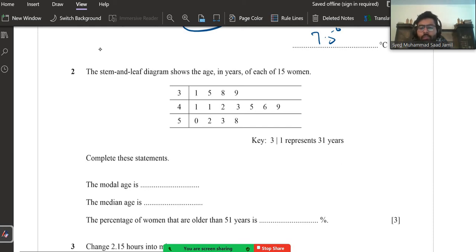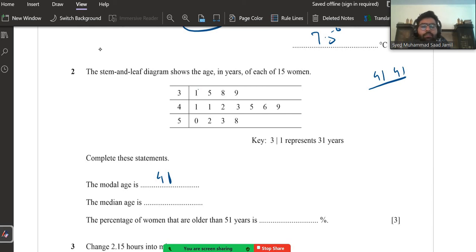Complete these statements. The modal age. Mode is the highest occurring number, as in the number which occurs the most times. So look, this is going to be 31 represents 31. So this is 31, 35, 38, 39. No mode from here. 41 is coming 2 times. Let's just write it down. 42, 43, 45, 46, 49, 50, 52, 53, 58. So the modal age is 41.